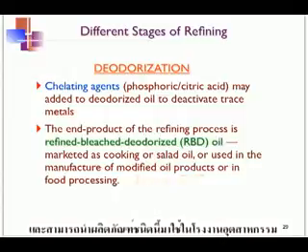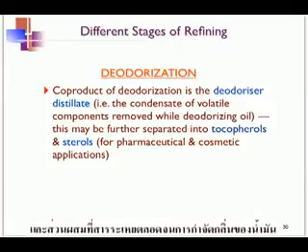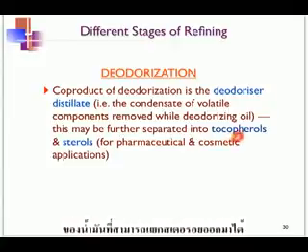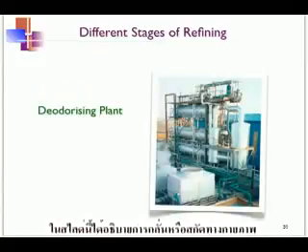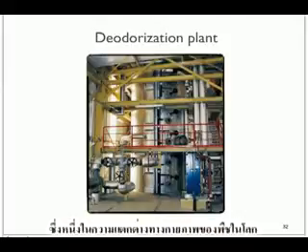of oil products. And the volatile components during the deodorization process are removed as condensate, and this actually contains various compounds, and this is called deodorizer distillate, and this can be further separated into tocopherol and sterols for various applications in pharmaceutical and cosmetic applications. Okay, in this slide it just shows a picture of the deodorizing plant, and another one here showing the deodorizing plant from inside the factory.